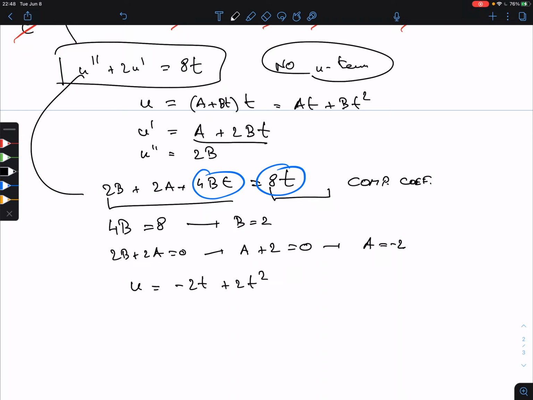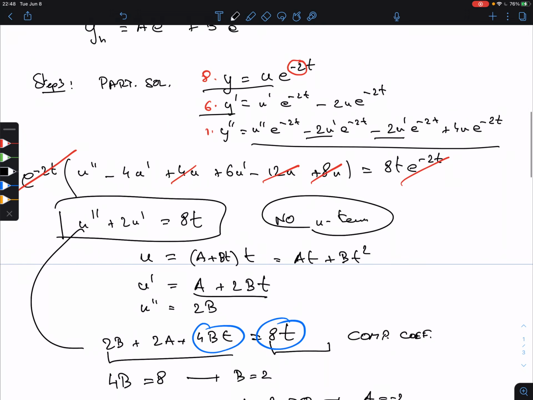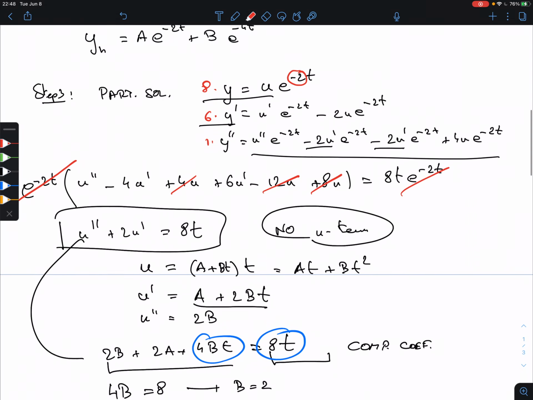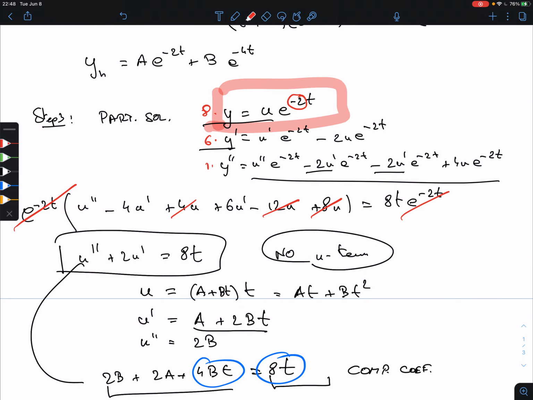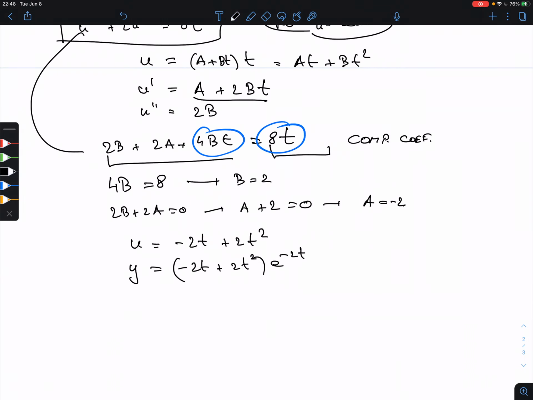Now be careful, that is u. Don't forget, y is this guy, that's something that people sometimes forget, times e to the minus 2t. This is what we used to do, to box these things so that we can find them back. This is where you have to substitute back in. Okay, so this is our particular solution.